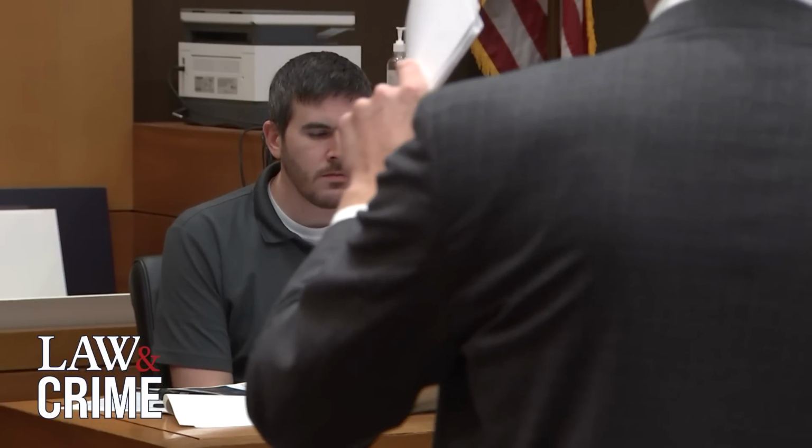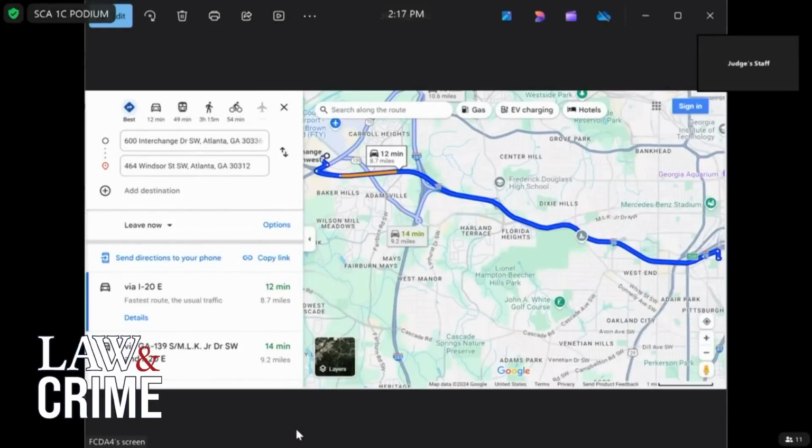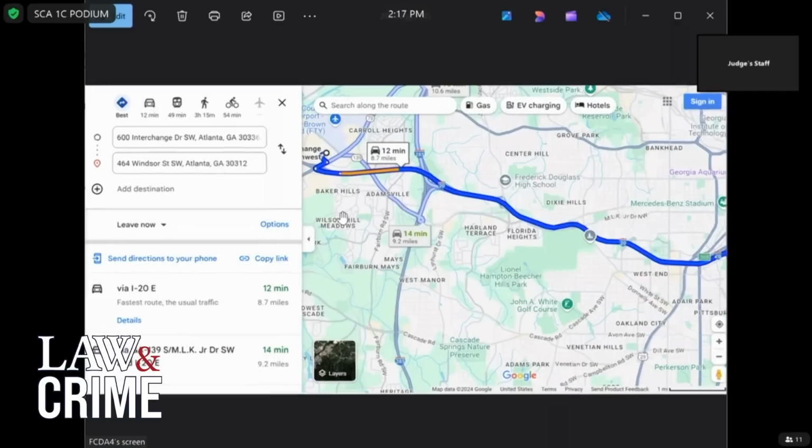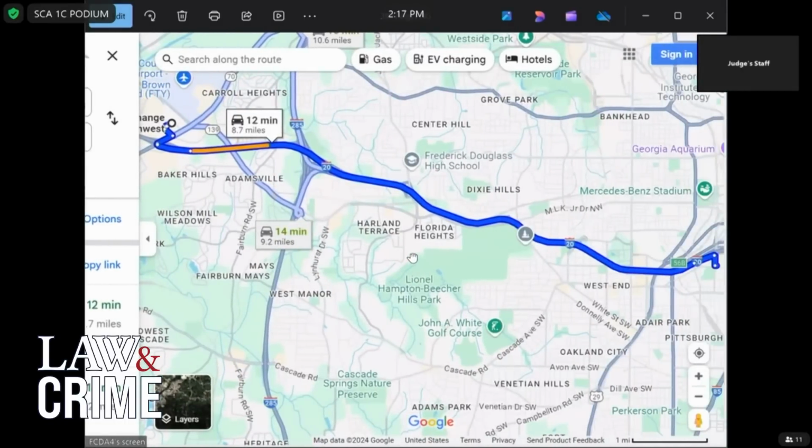Can you orient the jury what these two addresses show? So the right side of the screen is, I believe, the Windsor Street starting location. And the left icon is the 600 Interchange Drive. This is just a Google map demonstrative, but what's highlighted in this screen is that I-20 going westbound. That is the route between the two, yes, sir.